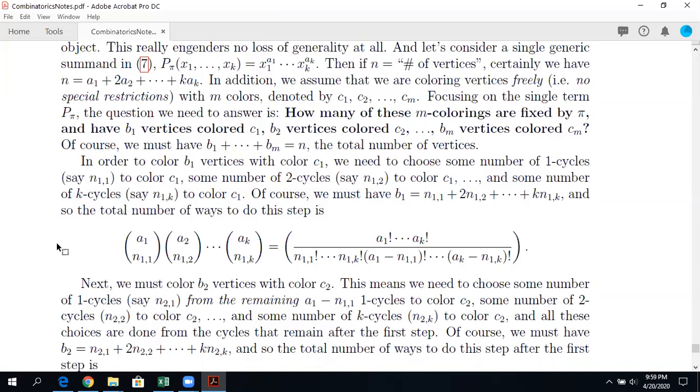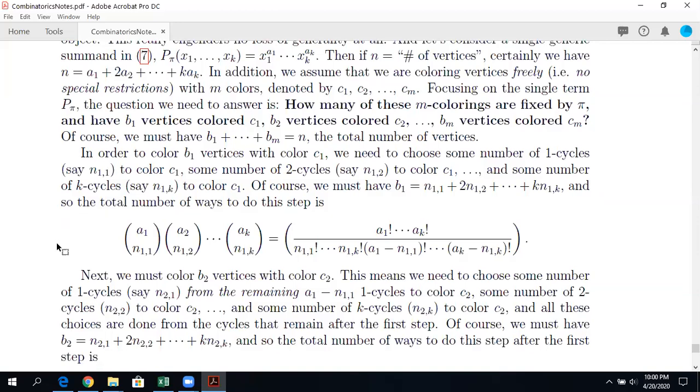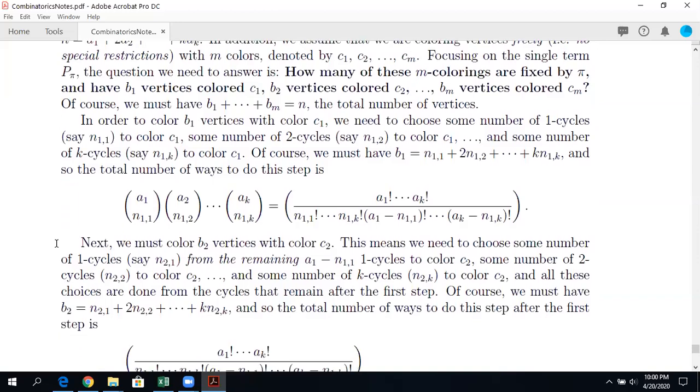Of course, what has to be true about those B sub i's? Well, when I add them together, I better get all the vertices. So B1 plus B2 plus etc. plus BM is equal to N. Okay. So here is where we're going to start counting stuff.